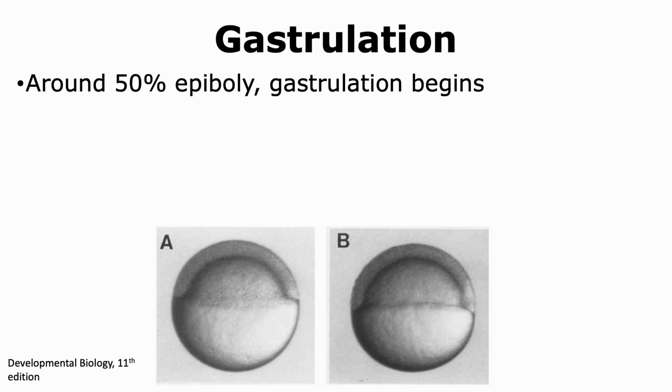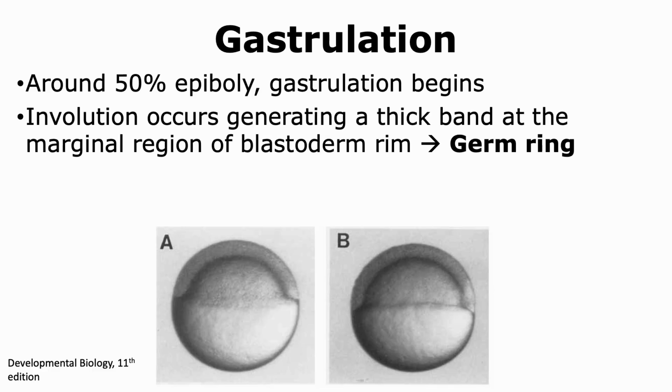Now, around 50% epibole, that is when gastrulation will begin. During the process of gastrulation, involution occurs. And the involution generates a thick band at the marginal region of the blastoderm rim, which is called a germ ring. So if we look at figure A and compare that with figure B, we can see a bulging portion where there is the blue box, and that is where the germ ring is.